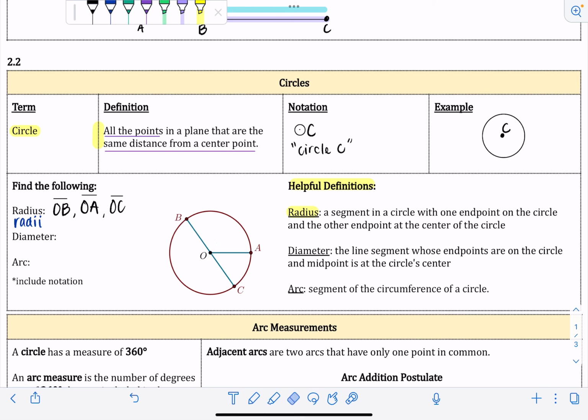Okay, and then moving on to diameter. It's the line segment whose endpoints are on the circle, so on the outside of the circle, and the midpoint is at the circle's center. So basically the diameter is a segment that goes all the way across the circle, but it does have to go through the center. So for example, the one that I just drew would not be a diameter because it doesn't cross through the center. So on this circle, this is the only diameter that's given to us, and it's also a segment because it's just part of a line. So we'll call it segment BC, or you could say CB. The order doesn't matter. We can switch that.